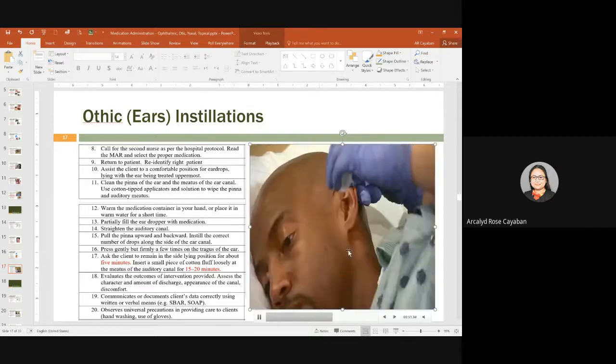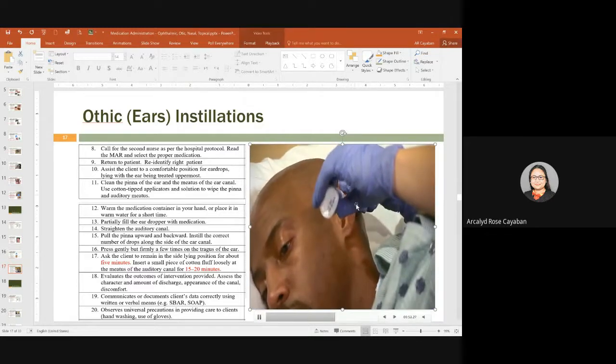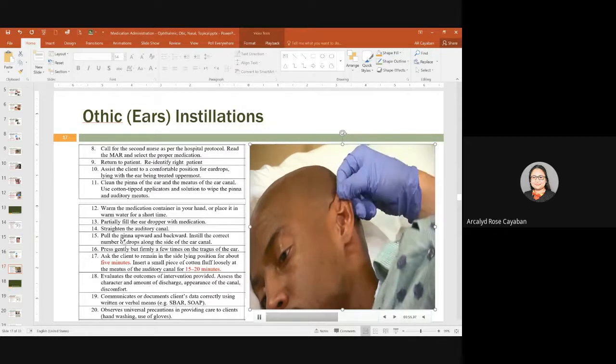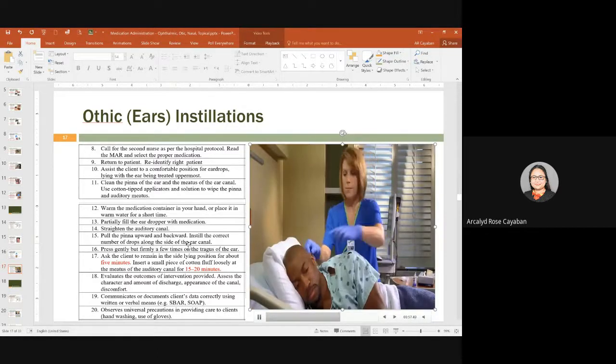Plus, see, pulling the pinna upward and backward. Plus, you drop the medication along the side of the ear canal. We don't drop it directly into the hole, but to the side of the ear canal so that the medication will go to the ear smoothly.